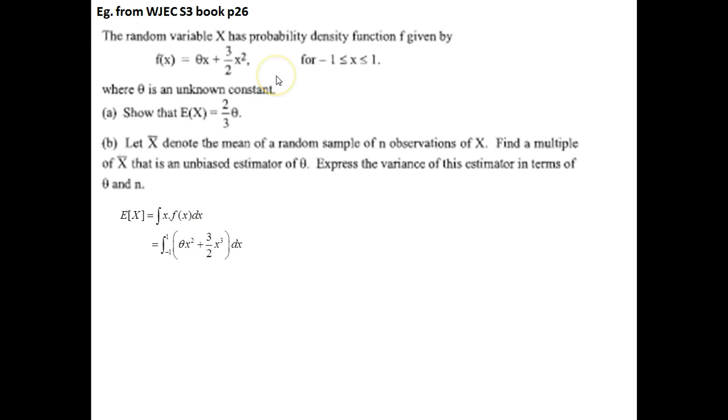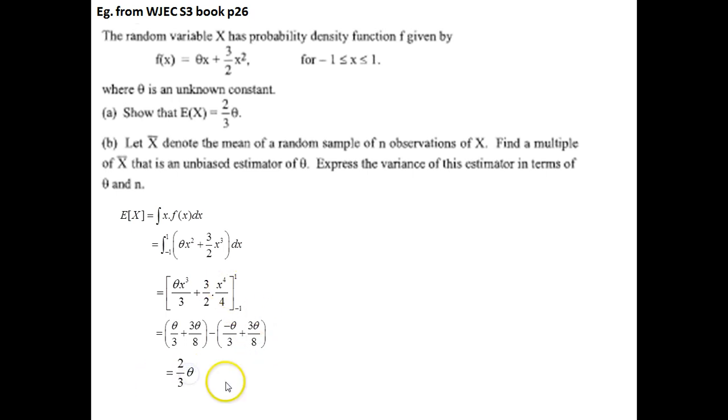Right, so the expected value of x is the integral of x multiplied by the function f of x, the probability density function. So we've got theta times x squared now, and 3 over 2 times x cubed, which is x times f of x. Integrate that, we get theta x cubed over 3 plus 3 over 2 times x to the 4 over 4, and we need to put in values going from -1 to 1. So we put in 1 first, so we get theta over 3 plus 3 theta over 8, minus, put in -1, we've got minus theta over 3 plus, because we're raising to the power 4, 3 theta over 8.